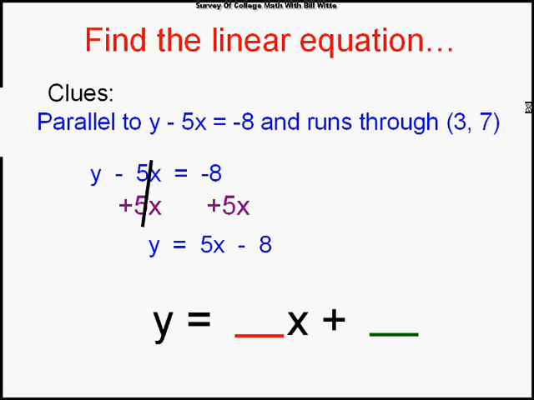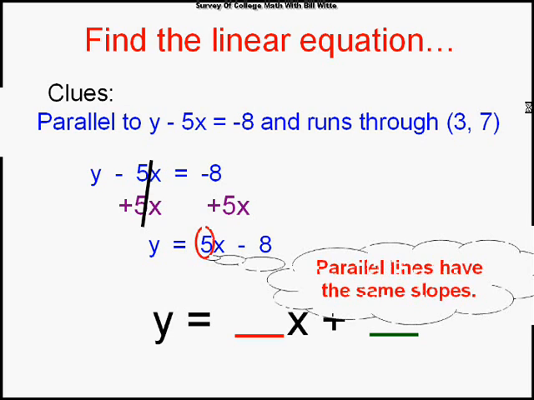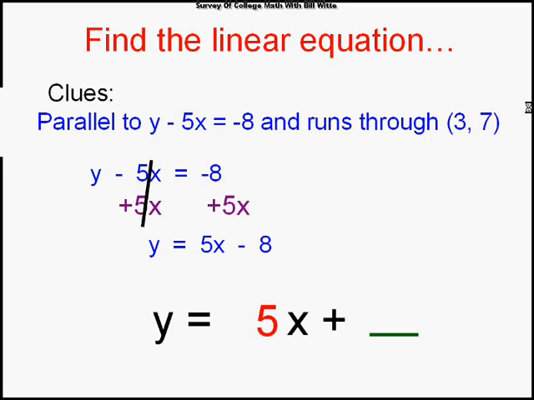Now what's the slope of this line, 5x minus 8? Well, 5. And I know my desired line is parallel to that, so it'll have the same slope. Remember that, okay? So I can just throw a 5 in there. Don't have to do the fancy perpendicular stuff. Now all I've got to do is make (3, 7) fit. Okay, I'll put a 3 in for x and a 7 for y.